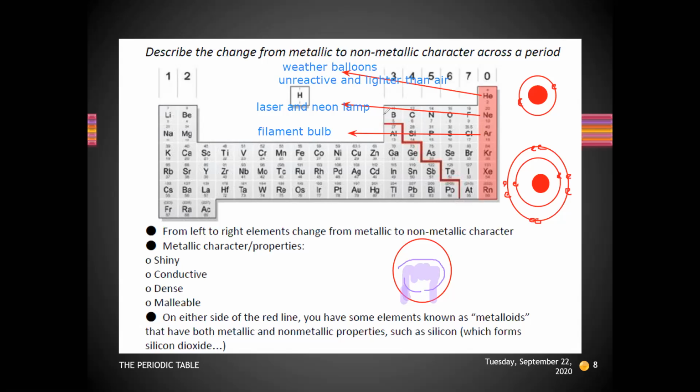Yes, Hashim? Sir, should we only memorize the uses of these gases, or should we also memorize the properties? You just have to memorize the uses of these gases. All right.